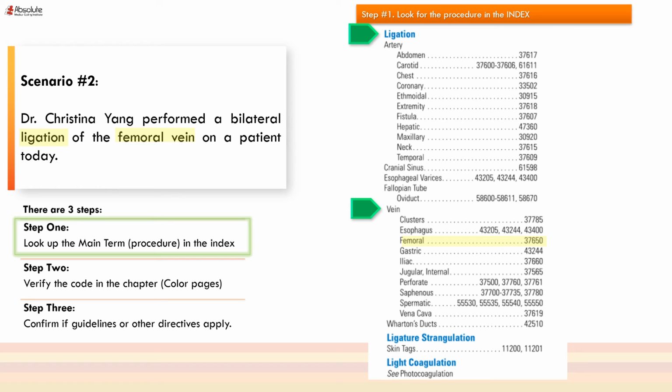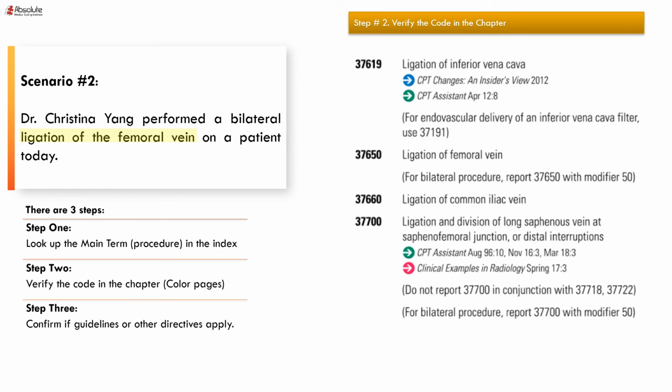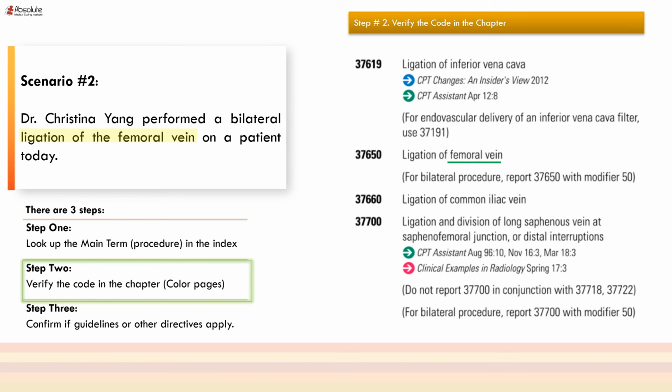We are going to follow through with our step 2. We are going to verify the code in the chapter. So let's go ahead, coders. You have to flip your page to the 30,000 series, and let's take a closer look at this code. So verifying that code in the chapter, you can find it here, 37650. The code description reads ligation of the femoral vein. And that is indeed what we're looking for. So this code is looking good to me.